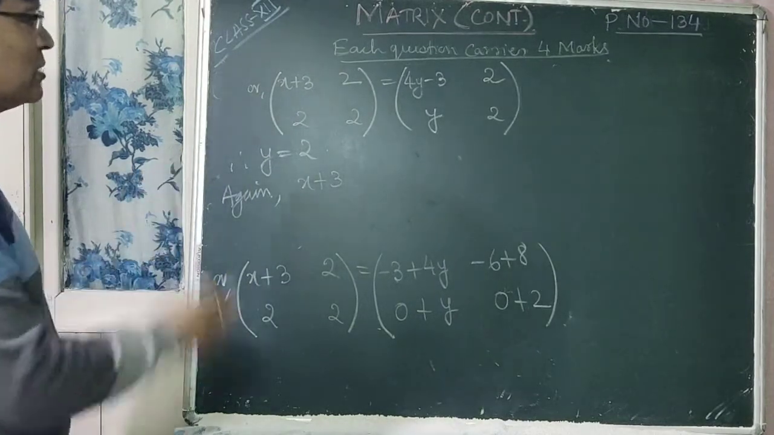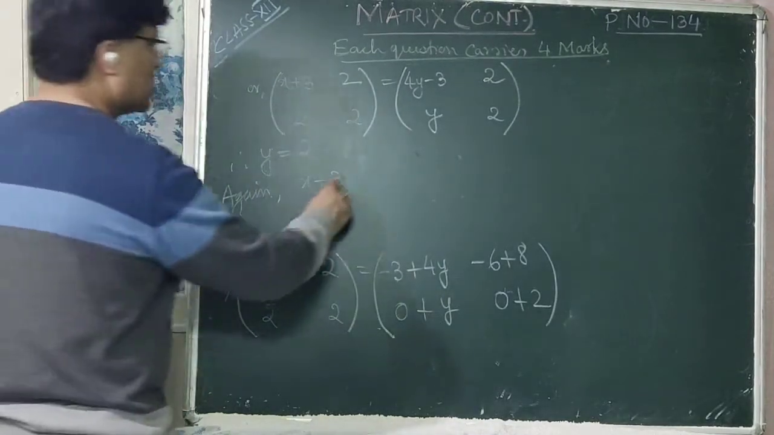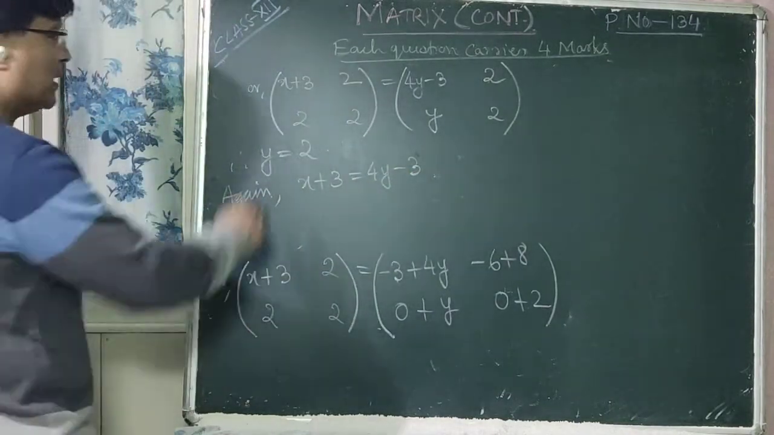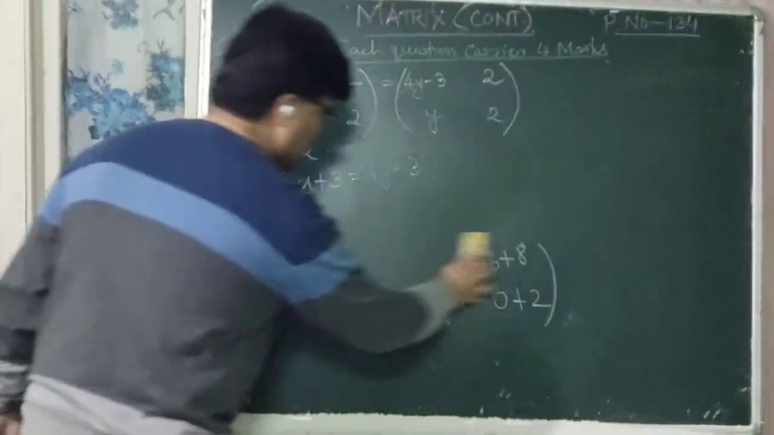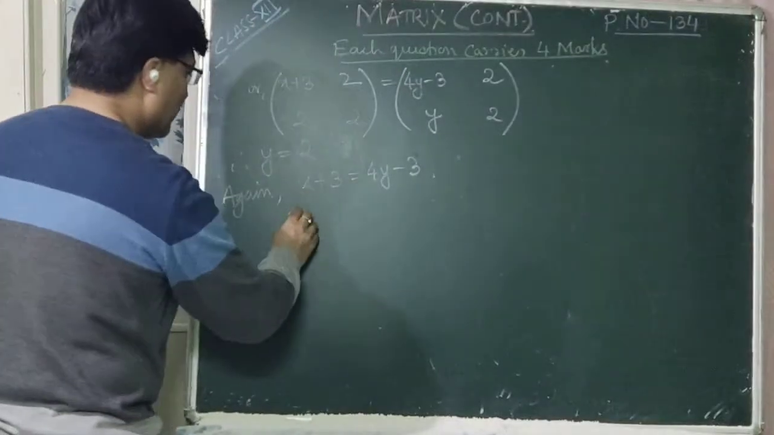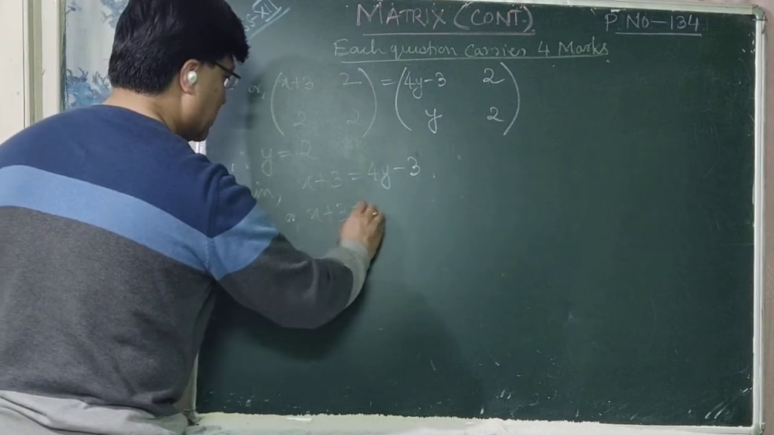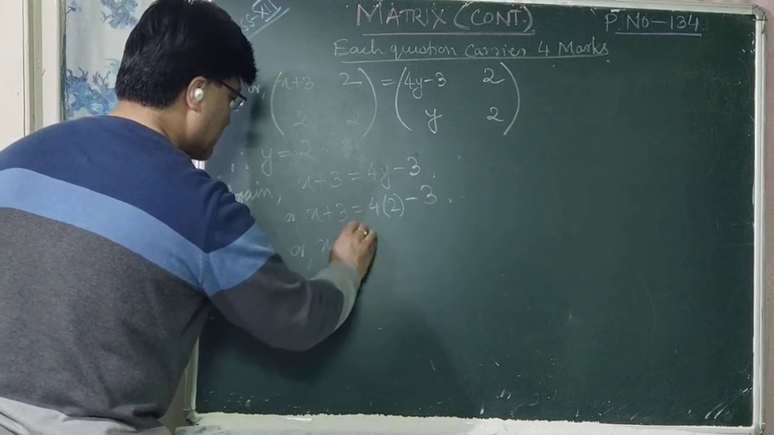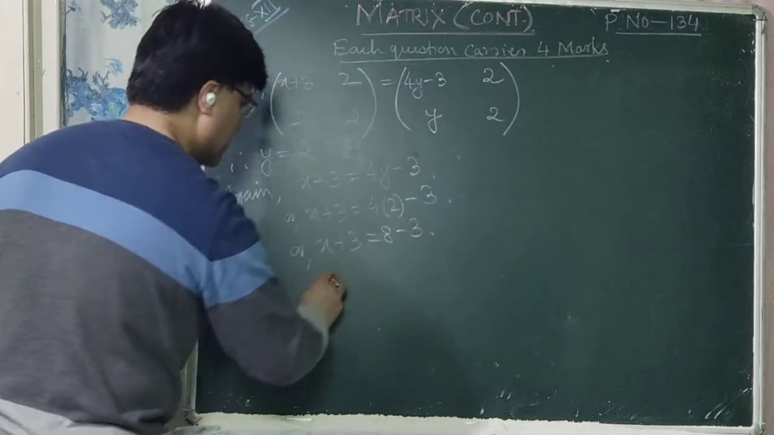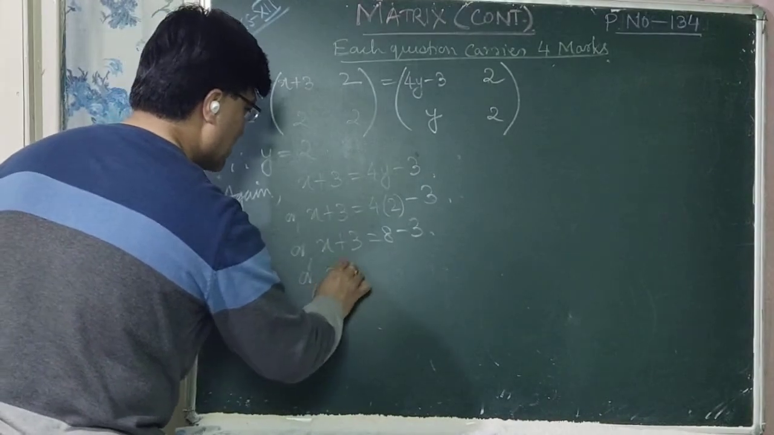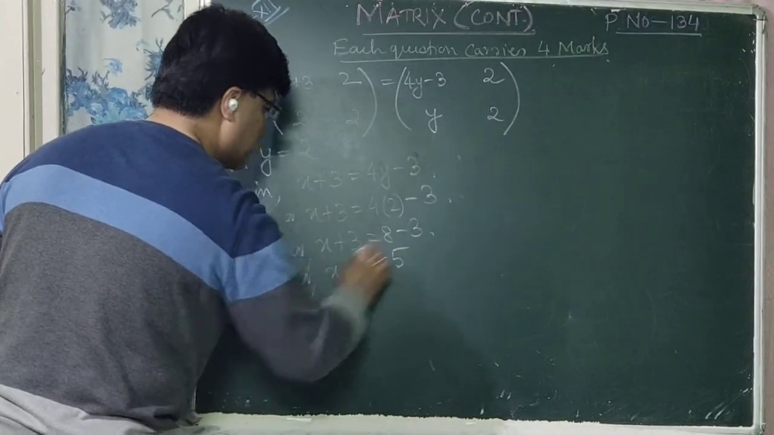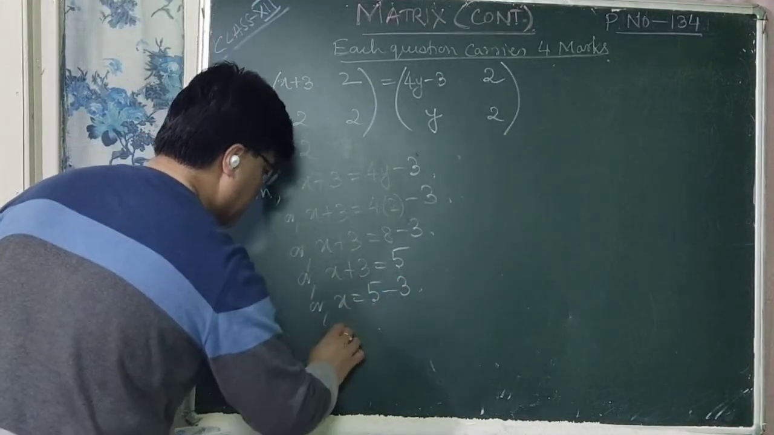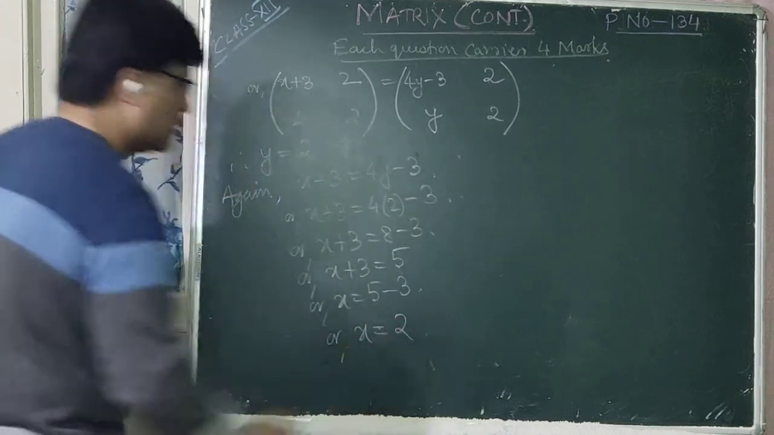You can equate them because this is the equality of two matrices. So x plus 3 is equal to 4y minus 3. Next, you can put the value for y here. x plus 3 is equal to 4 into 2 minus 3, or x plus 3 is 8 minus 3, or x plus 3 is equal to 5, or x is equal to 5 minus 3, that is 2.